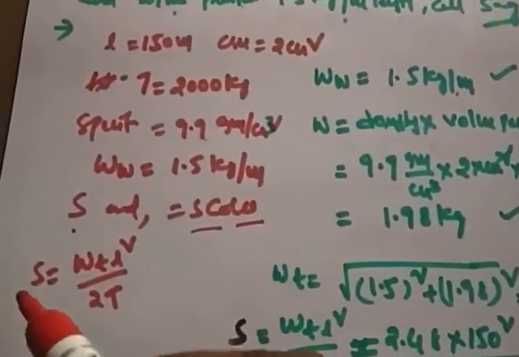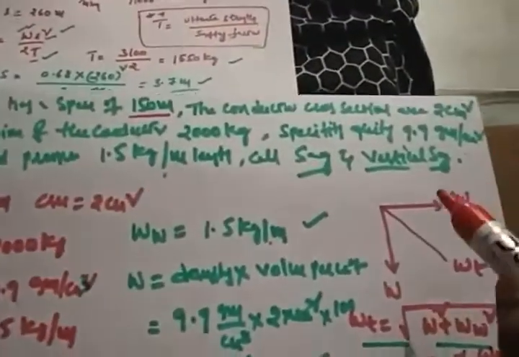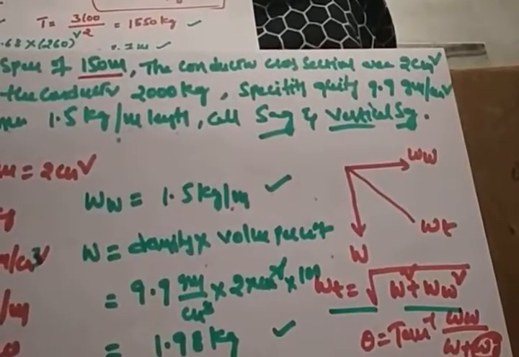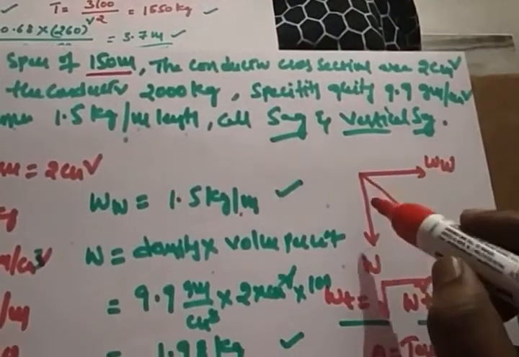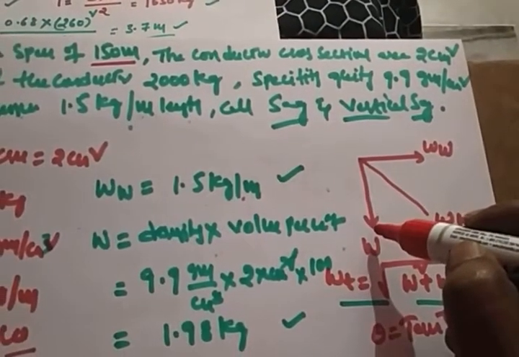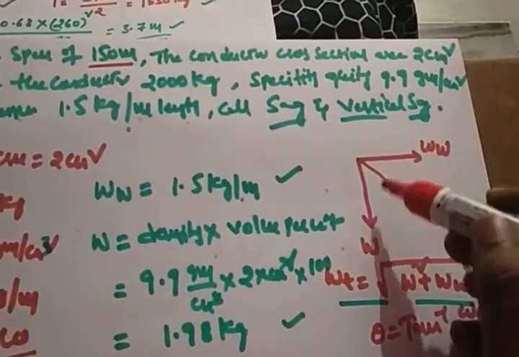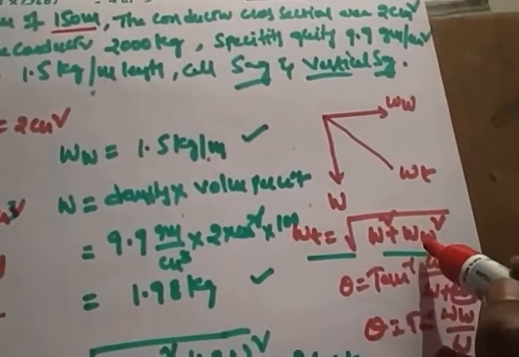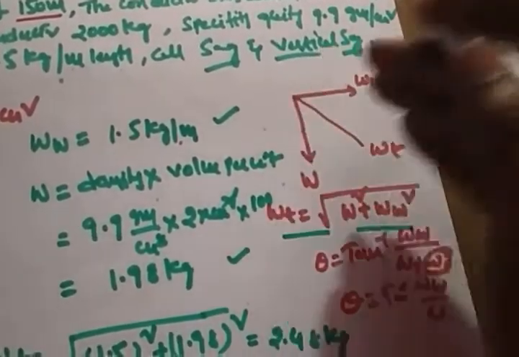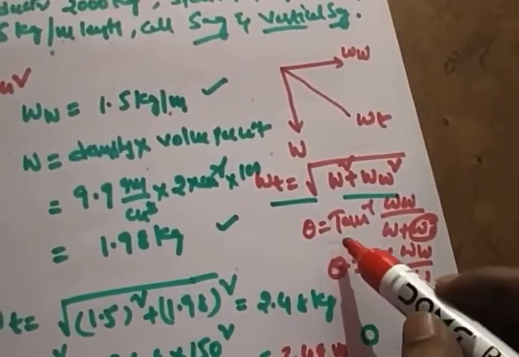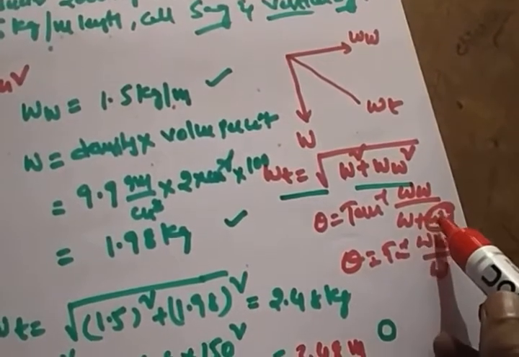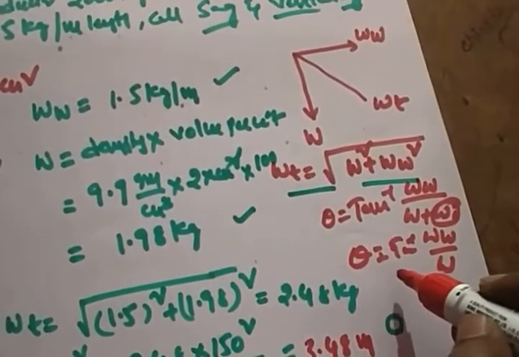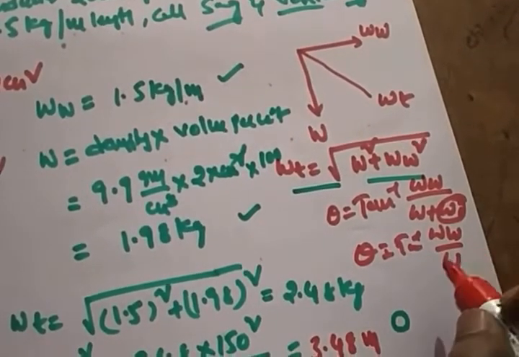So what is the formula for sag? WT into L square by 2T. Only wind pressure is acting on this conductor. Wind pressure is always in a horizontal direction, and you don't have ice loading; only wind pressure is present in the system. That's why I have taken only W. So the net weight is the square root of W plus WW whole square. From this, how much angle the sag is going to be created: theta is equal to tan inverse of WW by W plus WI, actually, but you don't have a WI. So that's why you should make it theta is equal to tan inverse of WW by W.